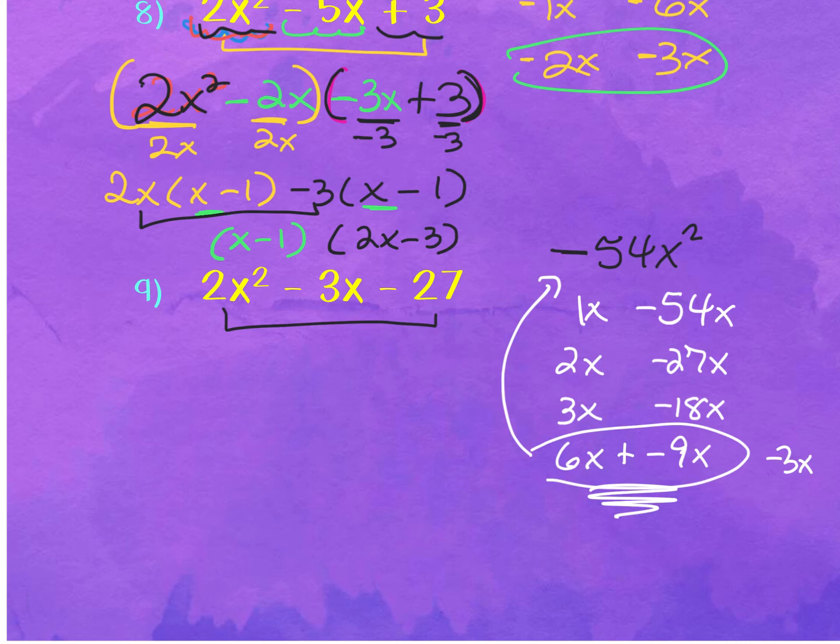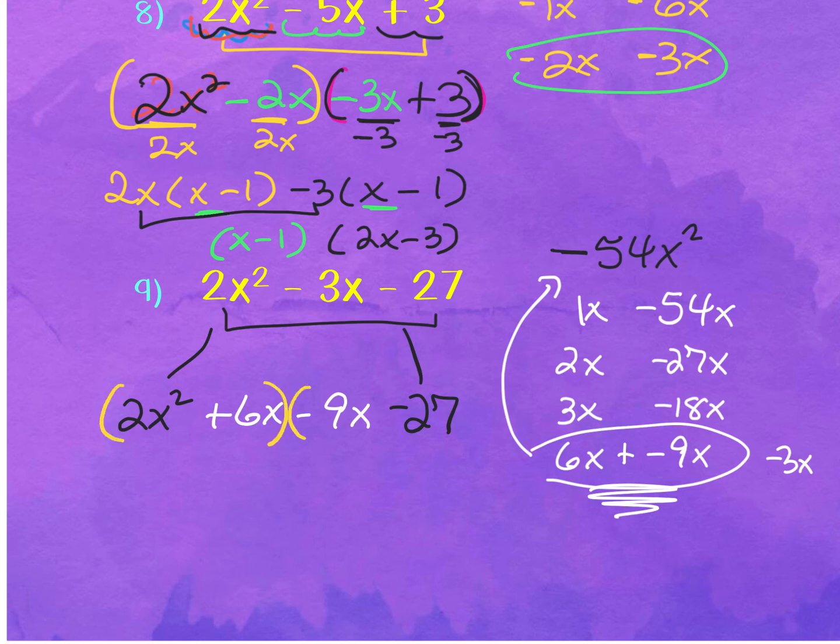So let's go ahead and put these two to replace the middle, and then rewrite the first and the last term. So I'm going to rewrite the 2x squared, rewrite the negative 27, and replace the middle with the two numbers I just found. And again, it doesn't matter how you put them in. If I wanted to put the negative 9x first, I could. I'm still going to get the same answer. So let me make my groups. Got my yellow group here, and then I'll make a black group.